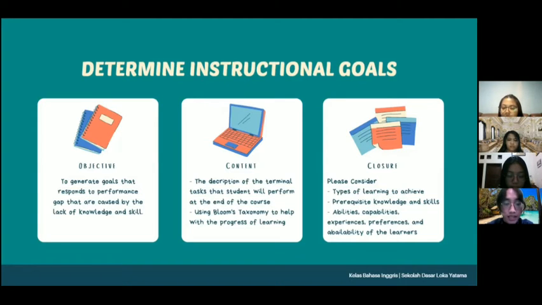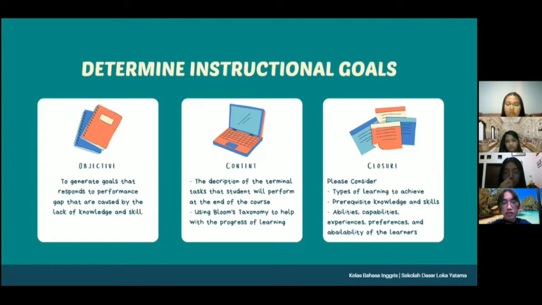Examples of the terminal task or instructions are, for example, students are able to identify the essential components of guided learning. Students are able to compose a research report worthy of publication. Students are able to apply an interactive planning process in the development of learning resources. And students are able to analyze learning, and many others. This process can be done by using Bloom's taxonomy.